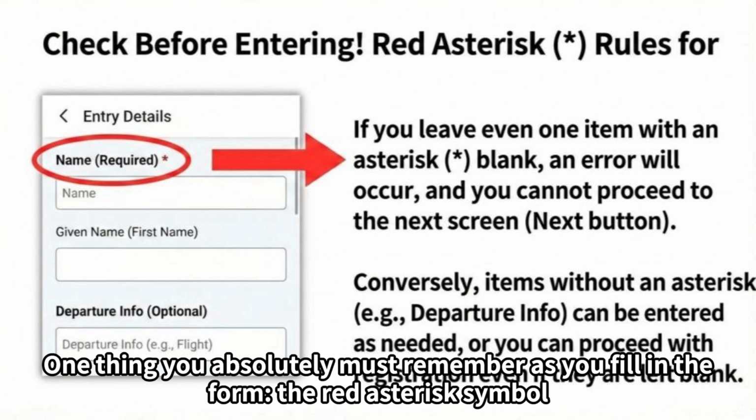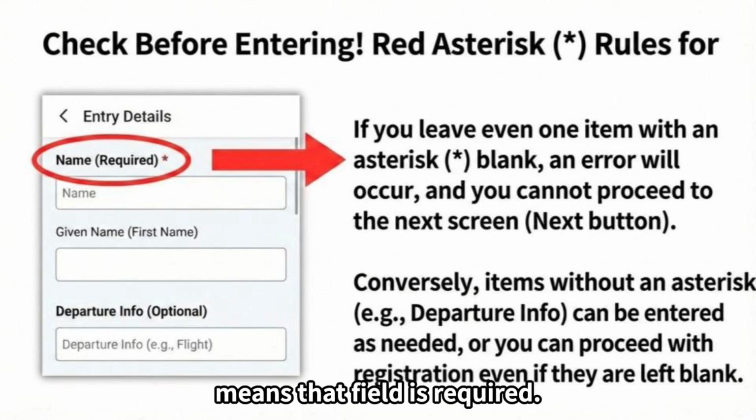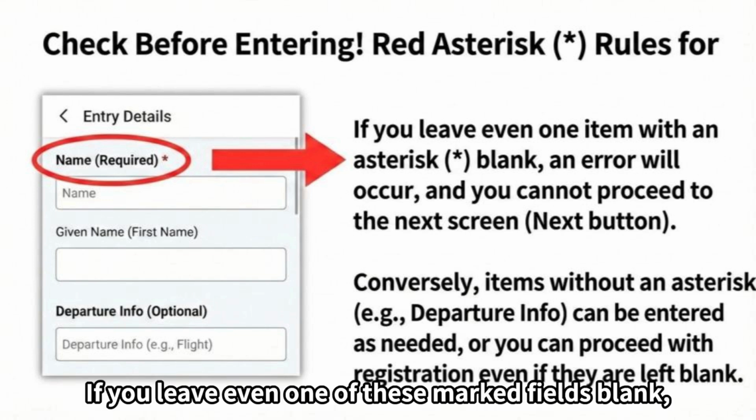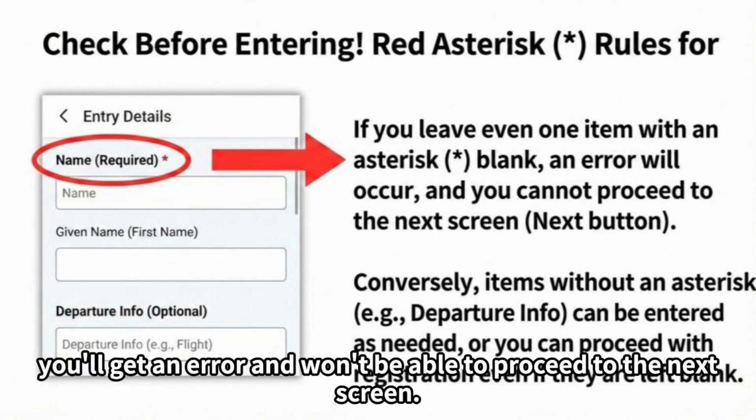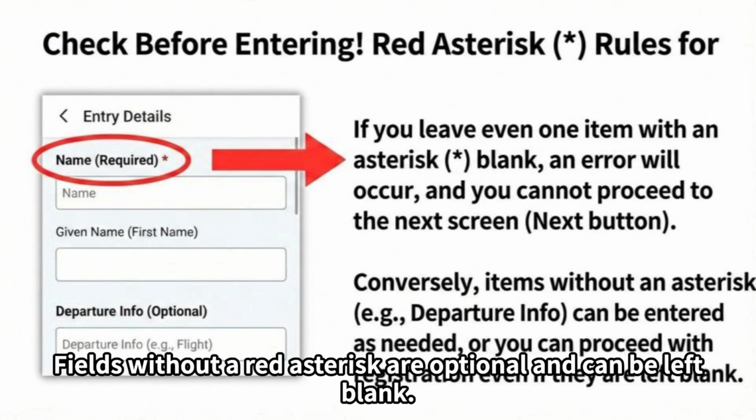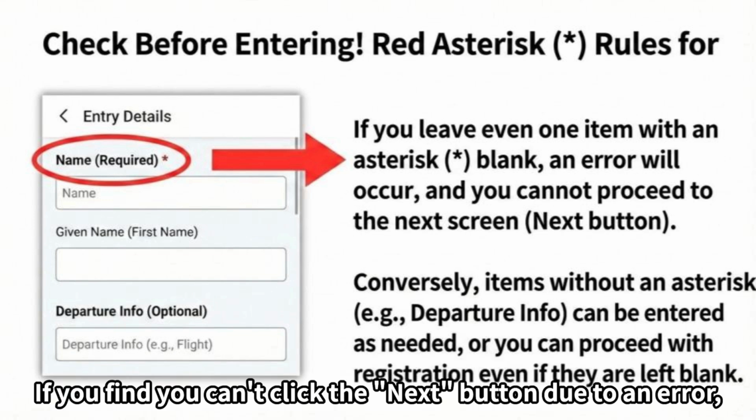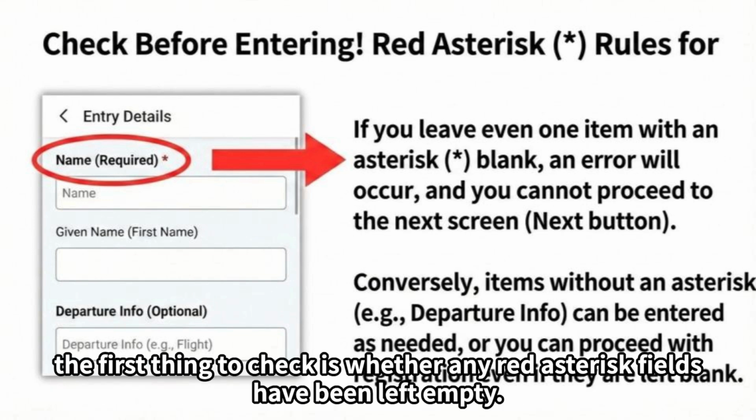One thing you absolutely must remember as you fill in the form is the red asterisk symbol next to each field. It means that the field is required. If you leave even one red asterisk marked field blank, you'll get an error and won't be able to proceed to the next screen. Fields without a red asterisk are optional and can be left blank. If you find you can't click the next button due to an error, the first thing to check is whether any red asterisk fields have been left empty.